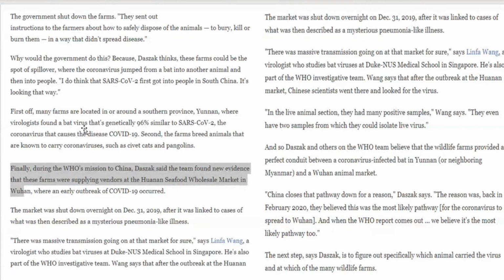Virologists had already identified a bat virus that was genetically 96% similar to SARS-CoV-2 at that time in these southern provinces of Yunnan, where many of these wildlife farms were. Furthermore, they knew that these farms breed animals that were known to carry coronaviruses.